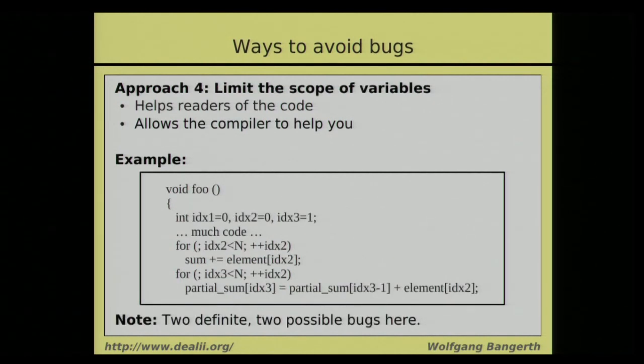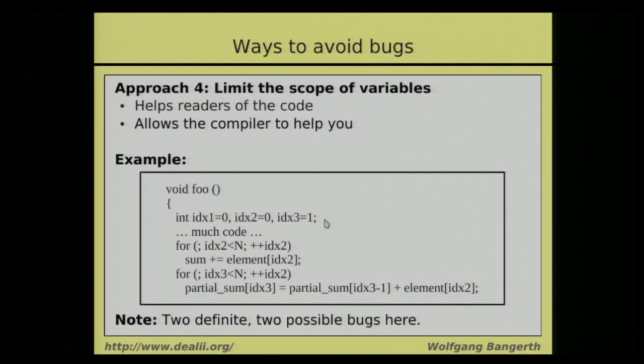A fourth approach would be to limit the scope of variables. In C, you would have to declare all the variables at the top of a function, and a lot of programmers still do this. I think it's actually a terrible practice. What we should really do is declare variables right at the first place where we need them and let them go out of scope immediately after the last place where we use them. So here's an example of why the old style of declaring these variables at the top of the function is a poor way of doing things.